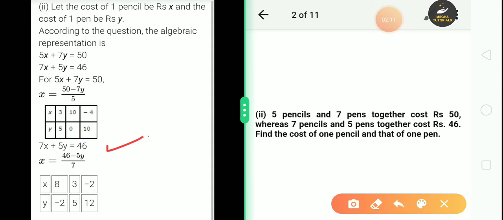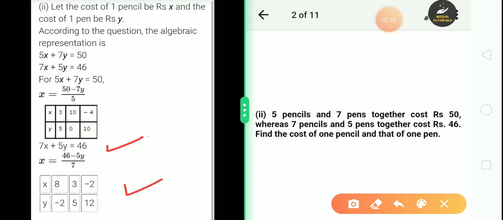Then assume y is equal to 5, 5 fives are 25, 46 minus 25 is 21, and 21 upon 7 is 3. So when y is equal to 5 I am getting x is equal to 3. Then assume y is equal to 12. So 12 fives are 60, 46 minus 60 is minus 14, and minus 14 upon 7 is minus 2. So when y is equal to 12 I am getting x is equal to minus 2. So the coordinates for the second equation are (8, minus 2), (3, 5) and (minus 2, 12).